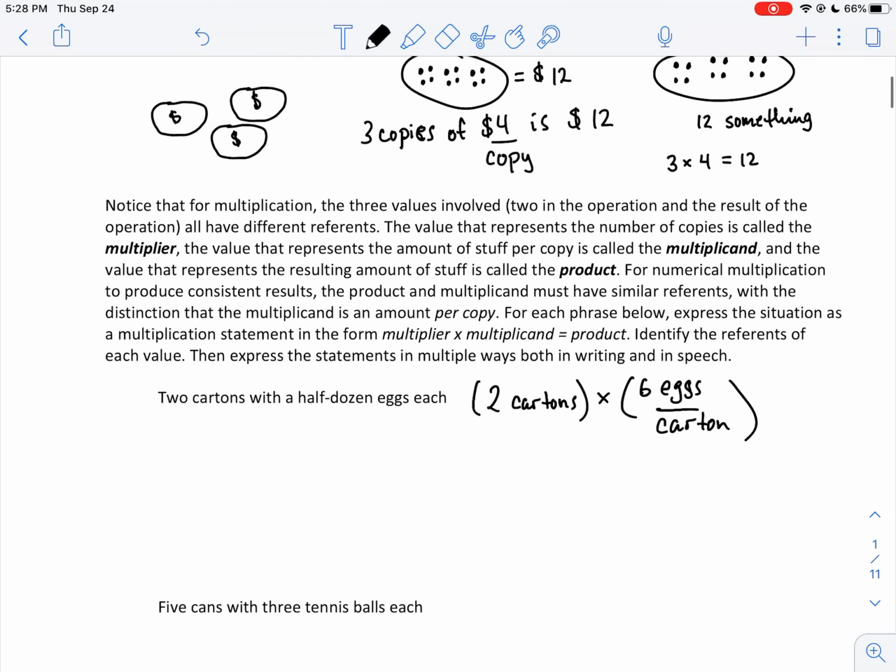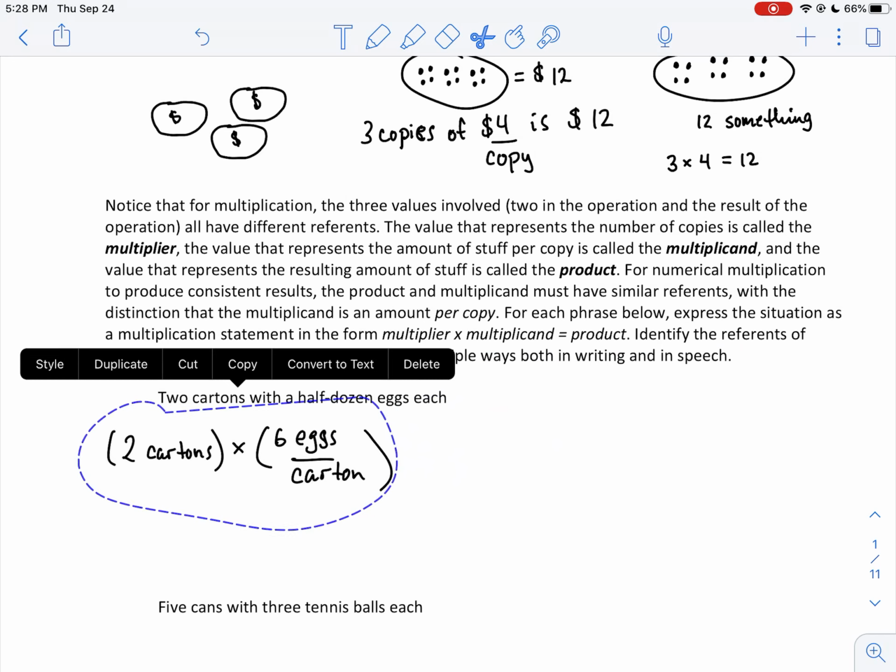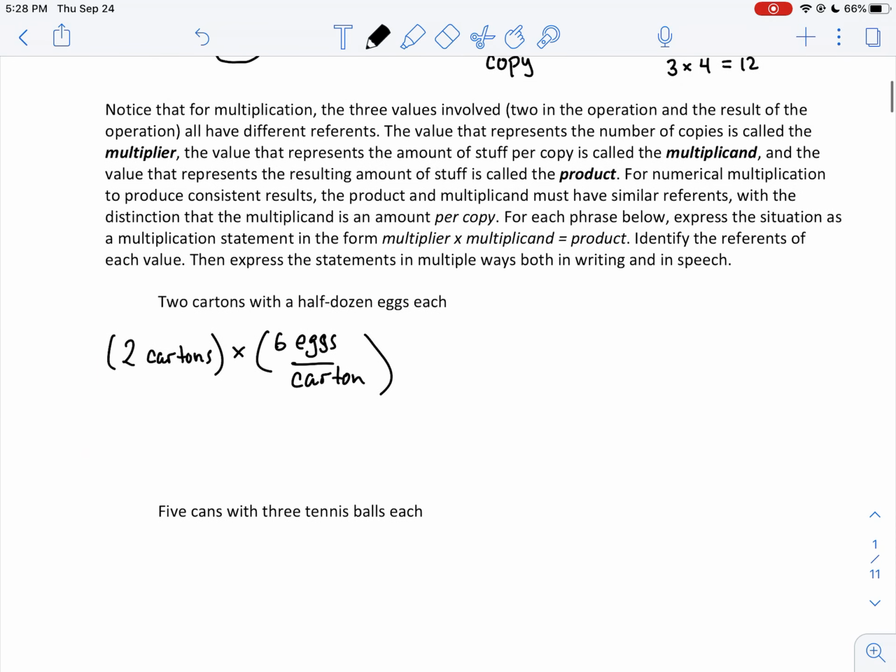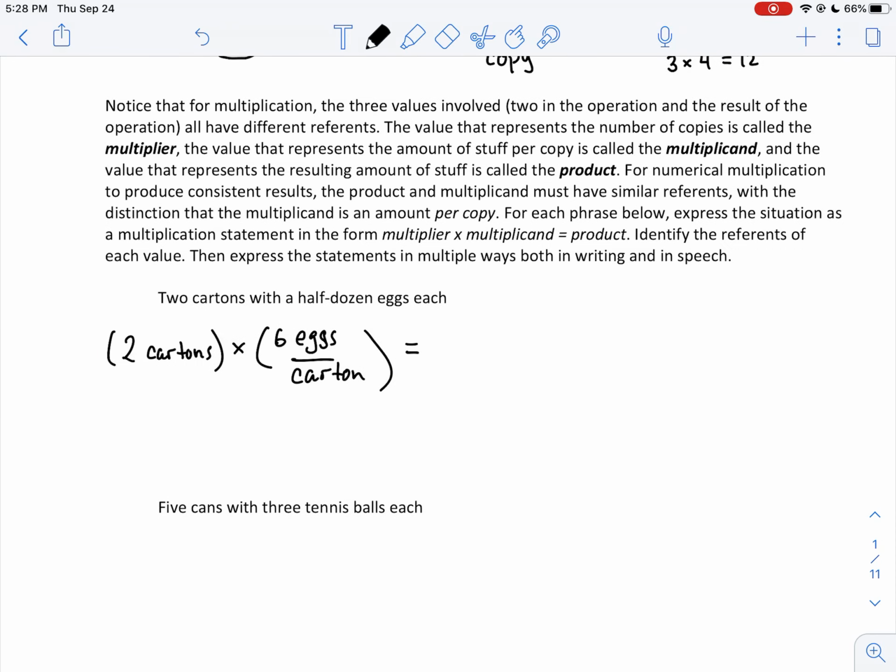The multiplicand, this position here, will always be something per something, even when you're just saying per copy like we did up here. It's a good way to think of the multiplicand as always something per something. And the result of this operation would give us the total number of eggs. If we have 2 cartons and 6 eggs per carton, then we have 12 eggs.